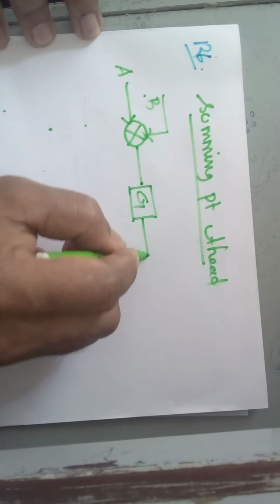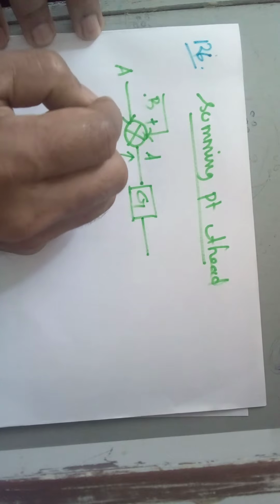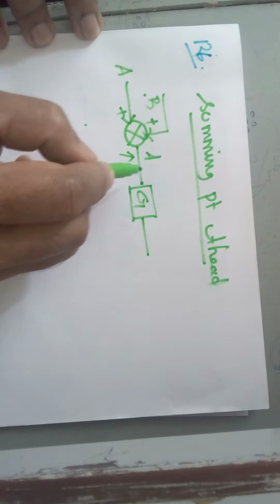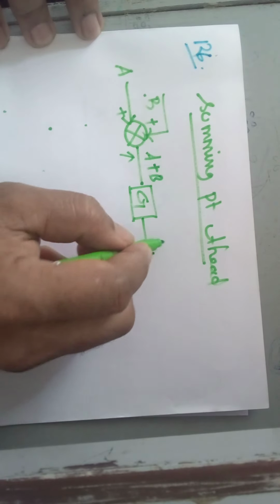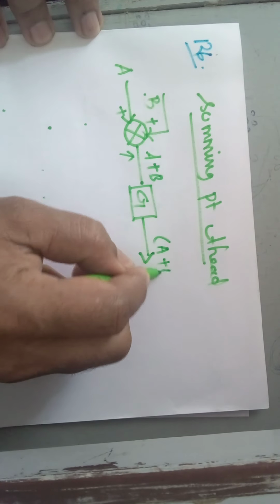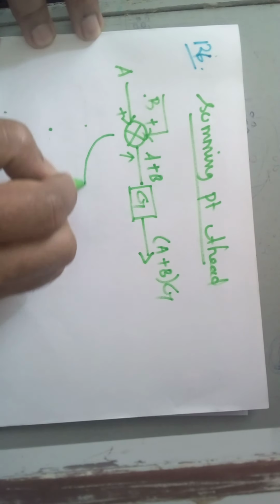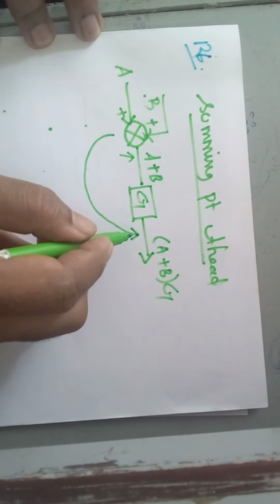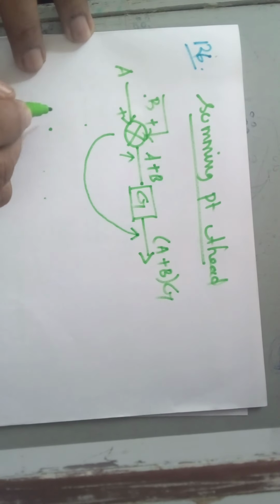Now what will be the final output? Here at this point you will get the signal. These two signals are added, right? So at this point you will get signal A plus B, right? So your final output will be A plus B into G, right? A plus B into G. But now I want to move the summing point ahead of this block, in front of this block. Okay, see here how to do this.